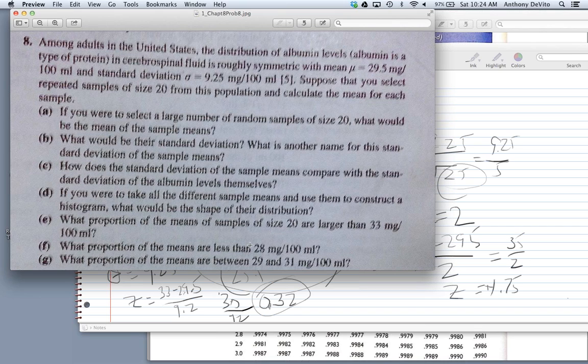So now you're going to go back and do the same thing we did. Proportion of means less than 28, where you take the difference between 28 and 29.5, 1.5, divided by the standard error, to find the z-score, which is going to be a negative number since 28 minus 29.5 is to the left of the mean, and then you're going to use your table to figure that out as well. And between those two values, you're going to figure what's the area below 29, what's the area below 31, and now find the difference between the two of them, which will represent the area in between them, right?